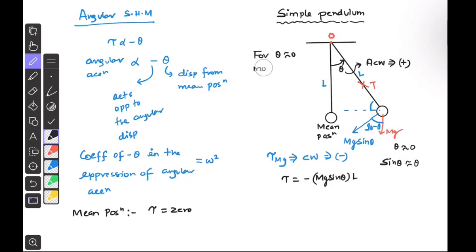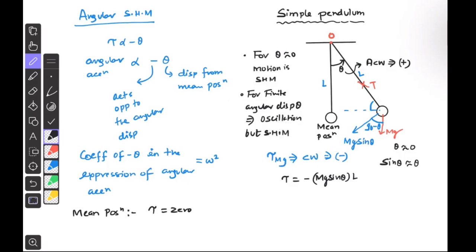The motion is SHM for small angles. Correct? For finite angular displacement theta, it will be an oscillation but not SHM. It will be oscillating, that is correct, but it is not SHM, correct?